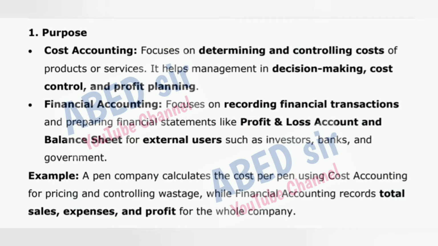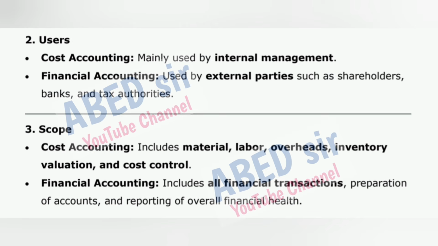Financial accounting focuses on recording financial transactions and preparing financial statements like profit and loss account and balance sheet for external users such as investors, banks, and government. Example, a pen company calculates the cost per pen using cost accounting for pricing and controlling wastage, while financial accounting records total sales, expenses, and profit for the whole company. 2. Users. Cost accounting, mainly used by internal management. Financial accounting, used by external parties such as shareholders, banks, and tax authorities.